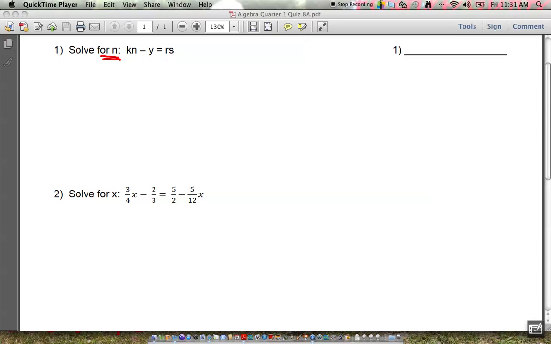Get n by itself. In this case, we always attack the plus or minus first. Remember, if I had a 2x plus 1 equals 7, my first step would be to minus the 1. So now I'm going to plus the y.